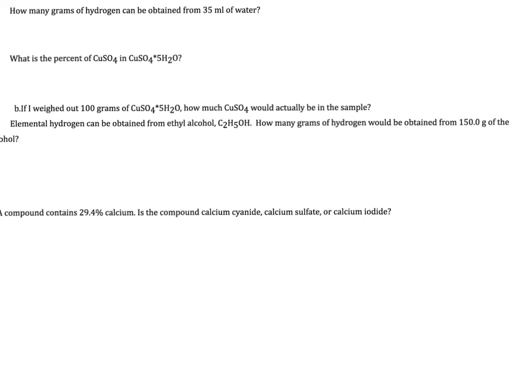Hi, this is Mr. Roix, and I wanted to just finish up these last couple of questions in terms of review for the test. So the question asks for how many grams of hydrogen can be obtained from 35 milliliters of water. Okay, so what we need to know is that the density of water is 1 gram per milliliter. And so if we have 35 milliliters of water, we have 35 grams of water.